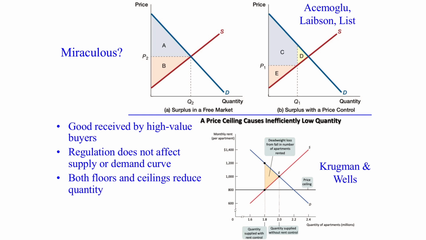I mentioned one already, the goods received by the high value buyers. The regulation doesn't affect the supply or demand curve. And I like Acemoglu for giving us the side-by-side. The supply curve on the left is the same as the supply curve on the right, and the demand curve on the left is the same as the demand curve on the right. That's a prediction.